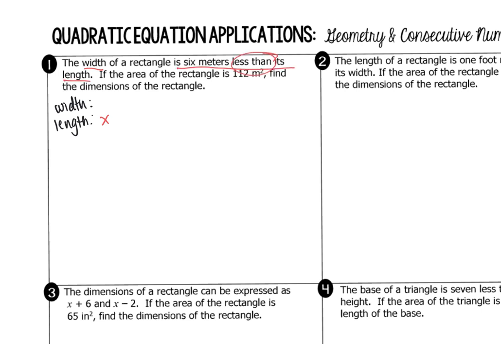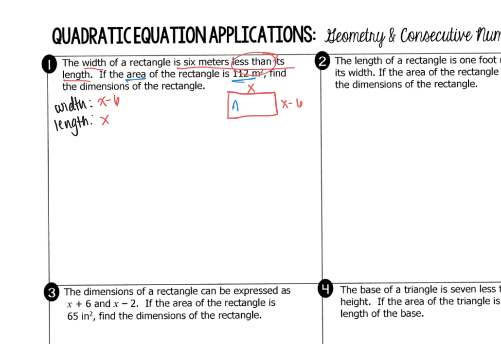So that "less than" is a turnaround phrase, if you remember from previous math classes. It's not going to be 6 minus x, it's going to be x minus 6. So let's think about what that would look like. We have a rectangle. We know that the length is x meters long, and the width is x minus 6. And let's keep reading to find out what else it will tell us. The area of the rectangle is 112 meters. Find the dimensions of the rectangle.